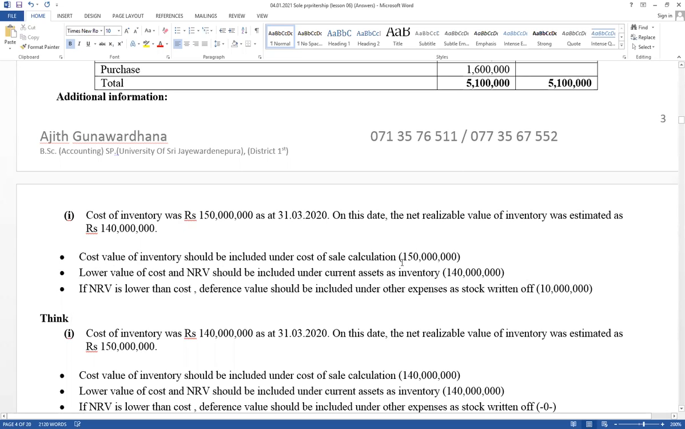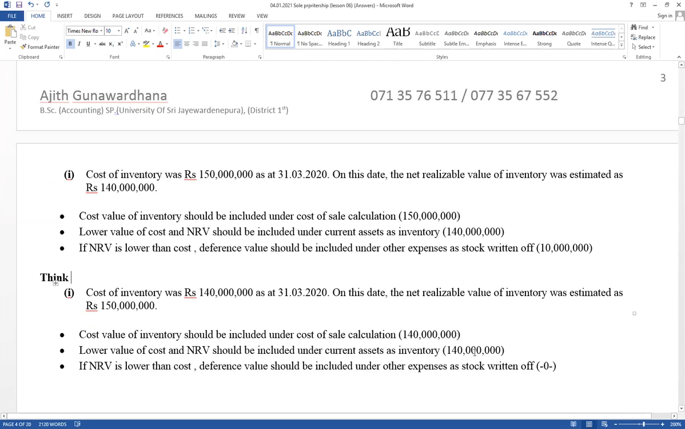Therefore, the cost value of inventory, 150,000, should be included under cost of sales calculation. Under current assets, as inventory, the lower value equal to 140,000 should be included. And 10,000 should be included under other expense in the income statement as stock written off. There are 3 marks available. But think, if it is given like this, if NRV is higher than the cost value, in this situation the cost value should be included under cost of sales calculation as well as under current assets. In this situation, there is no stock written off. Right, record it in the financial statement.